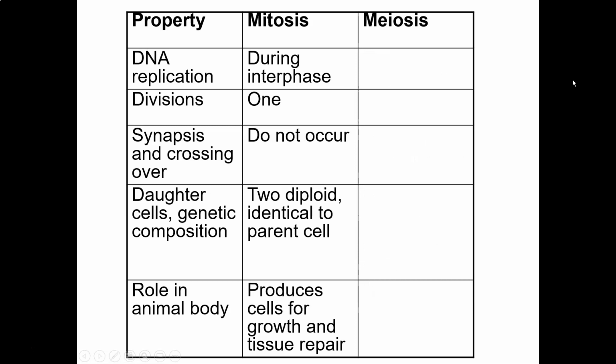During interphase, the S phase, and there's only 1 division. One prophase, 1 metaphase, 1 anaphase, 1 telophase. There is no synapsis of homologous chromosomes or crossing over, and you end up with 2 diploid daughter cells, and the functions are mainly for growth and tissue repair.